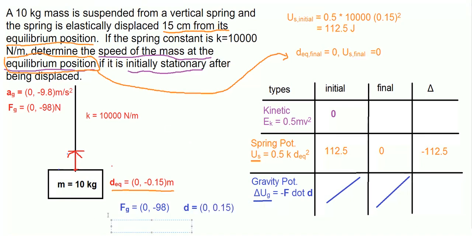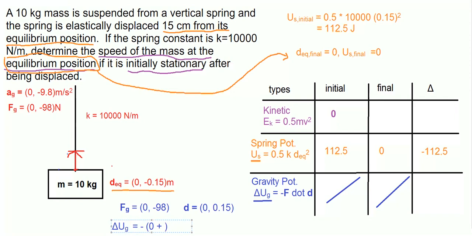Now, once we have this, we're going to find the change in potential due to gravity directly. We do so by dotting together the force of gravity and the displacement. To do a dot product, simply take the two x things and multiply them together. 0 times 0 is just 0. We're going to then add to that the two y parts multiplied together.